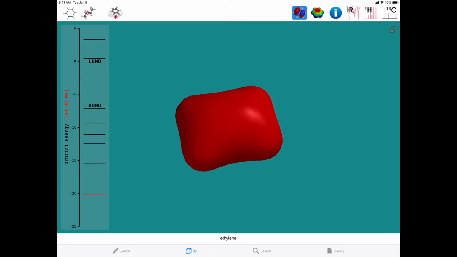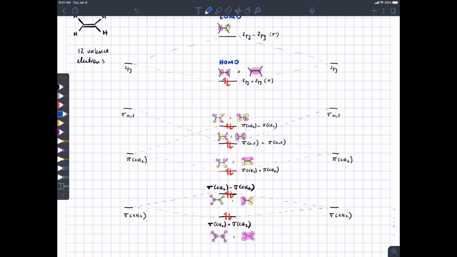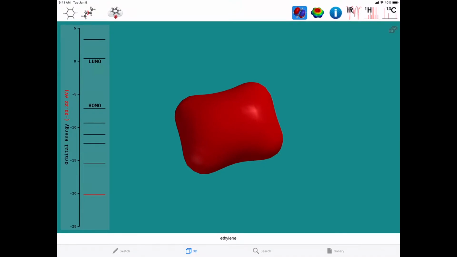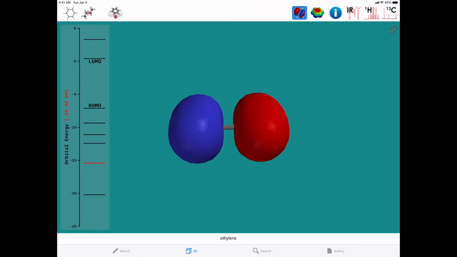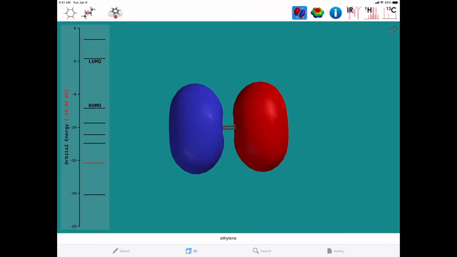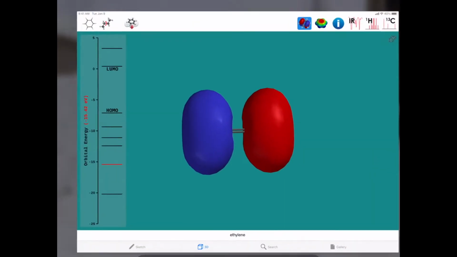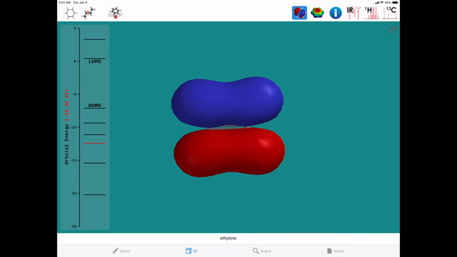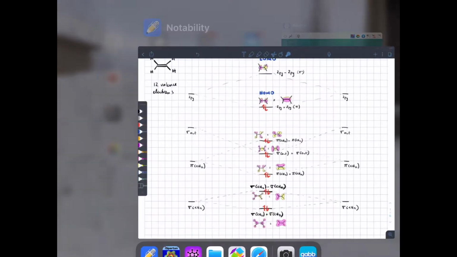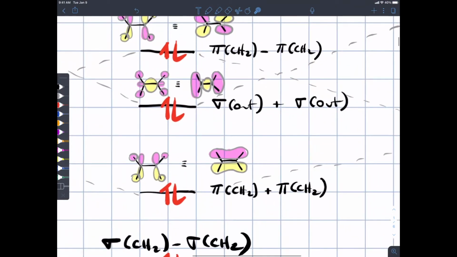So we've got a low energy one that envelops the whole molecule. That looks a lot like our sigma plus sigma, sigma CH2 plus sigma CH2. The next higher one is the sigma CH2 minus sigma CH2 combination that we drew here. Next, you'll have the pi CH2 plus pi CH2. Looks like what we drew there.